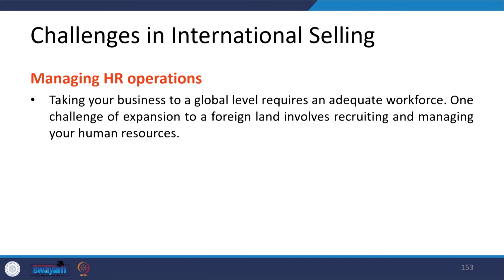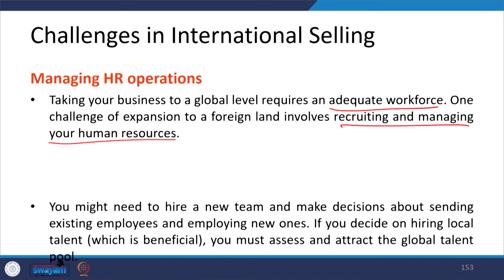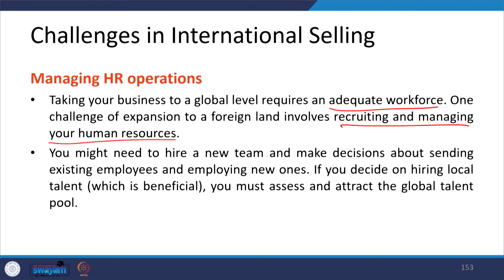Taking your business to a global level requires an adequate workforce. One challenge of expansion to a foreign land involves recruiting and managing your human resources. So we already discussed this related concept, like whether you should employ third country nationals or expatriates. So it's important to understand these kinds of HR requirements as well. You might need to hire a new team and make decisions about sending existing employees and employing new ones. If you decide on hiring local talent, you must assess and attract the global talent pool as well.